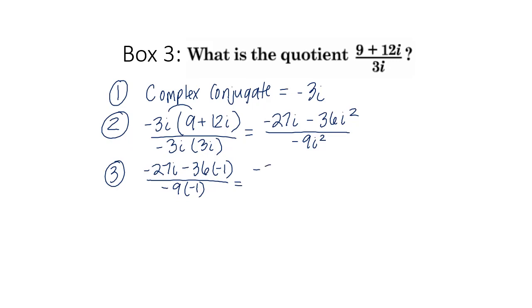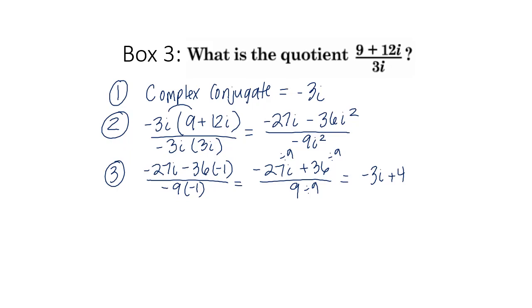So now I have negative 27i plus 36 all over positive 9. Alright, can I keep simplifying? What is everything divisible by? 9. Everything is divisible by 9. I can divide 27 by 9, I can divide 36 by 9, and I can divide 9 by 9. So what is negative 27i divided by 9? Negative 3i. What is 36 divided by 9? 4. And 9 divided by 9 is 1. So do I need to really write that? No.